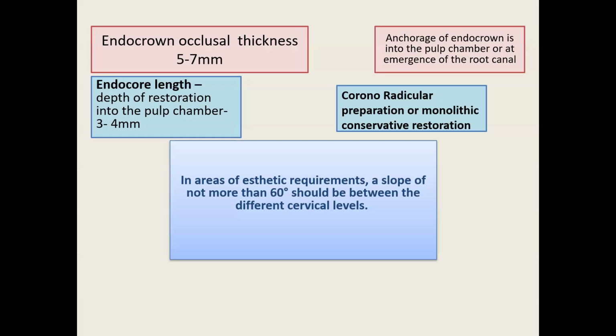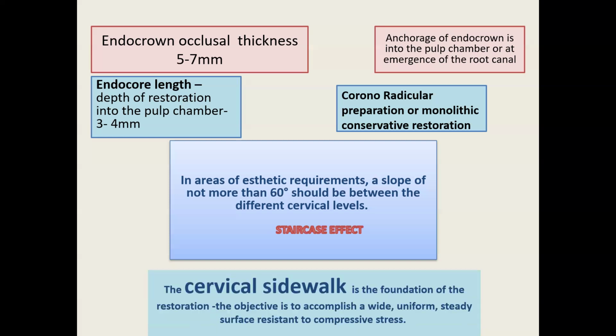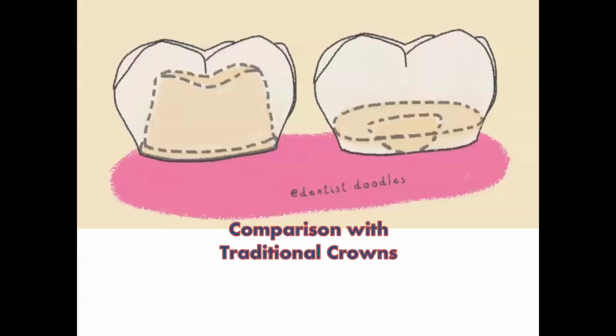And the corona-radicular preparation is also called a monolithic conservative restorative procedure. In areas of aesthetic requirement, a slope of not more than 60 degrees should be given between the different cervical levels. That is what I already mentioned as the staircase effect. So the cervical sidewalk, I mentioned in the beginning, is the foundation of the restoration. The objective is to accomplish a wide, uniform, steady surface which is more resistant to compressive stresses.